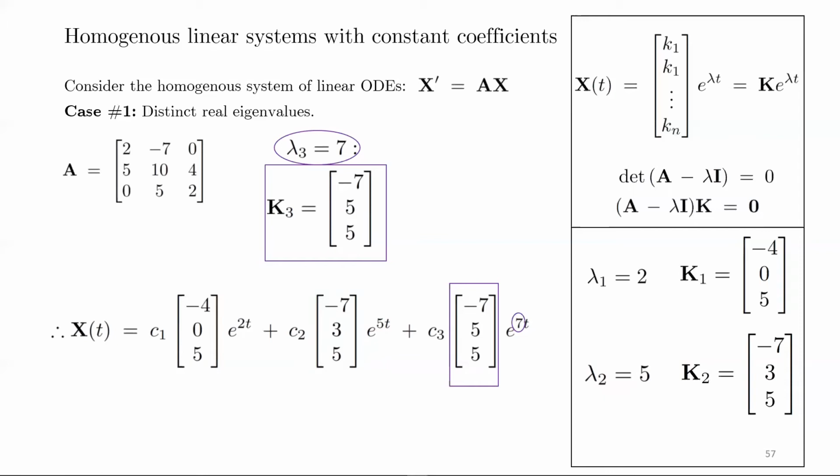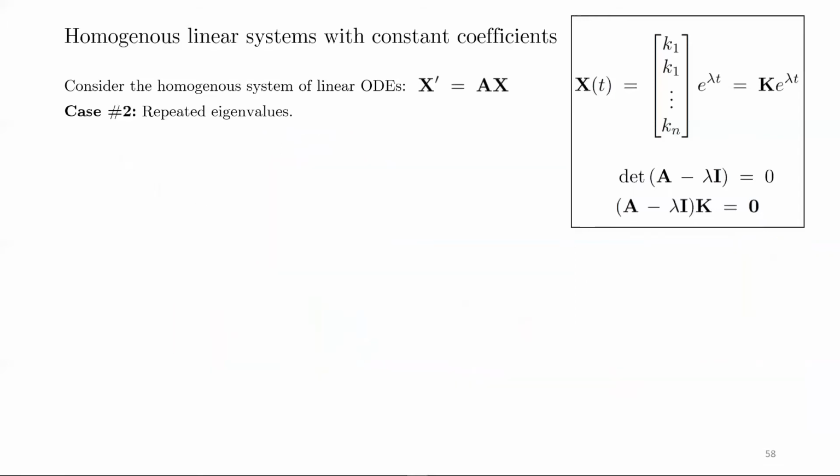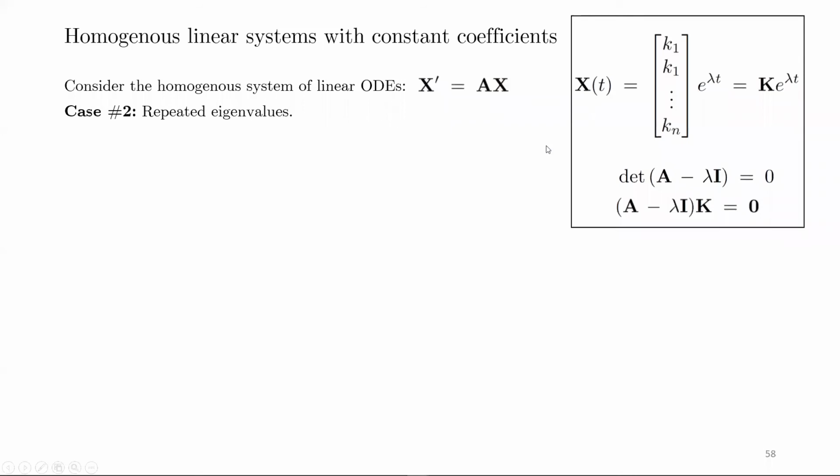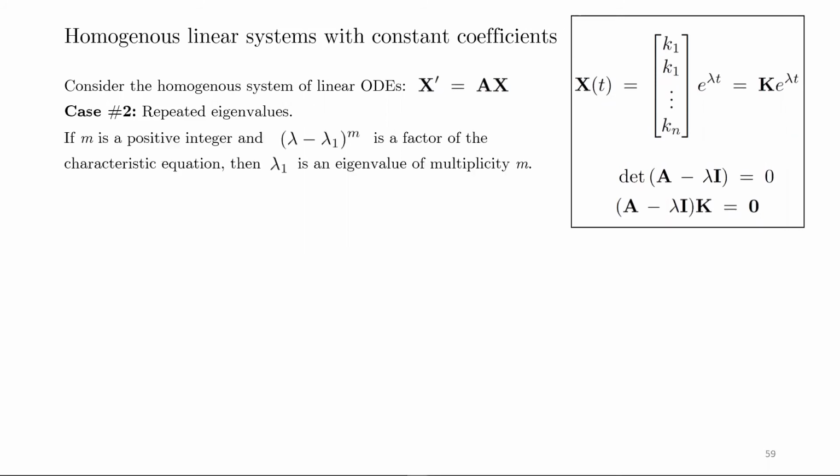So in the case of distinct real eigenvalues, it's fairly straightforward. But now we come on to repeated eigenvalues. Case 2 is a little bit more complicated. We can have a coefficient matrix A, which again, remember, in the case we're looking at is a constant coefficient matrix. We can have repeated eigenvalues, so an eigenvalue with multiplicity greater than 1. So what happens here?